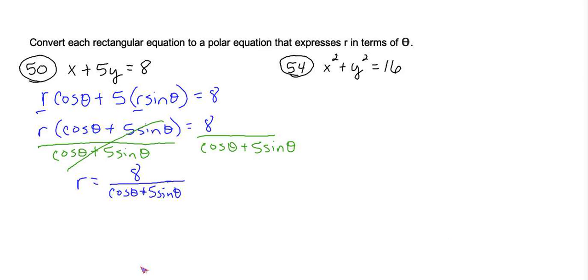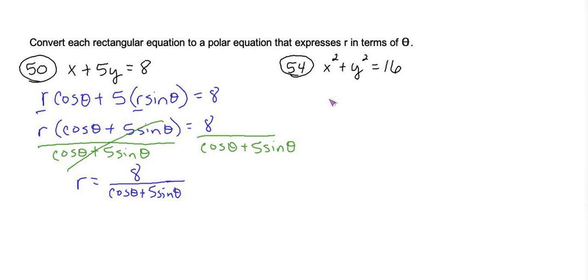Okay? Oh, that's a little messy. I'm going to fix it. There. Now we did exactly what they asked us to do. We converted the rectangular equation to a polar equation that expresses r in terms of theta. So let's look over at number 54 and let's do the same thing here. Let's make that substitution that we talked about.